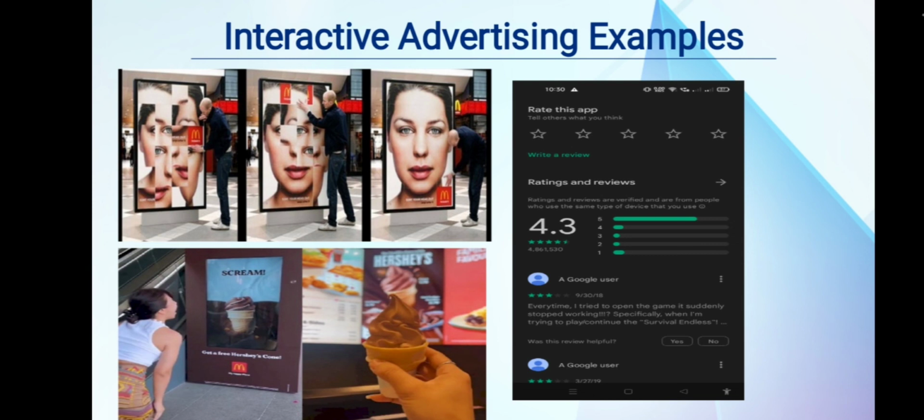Okay, in the first picture, you can see the ad used by Bakdo, which is puzzle. The next one is what I said earlier, Scream, get a free Hershey's cone. And the next picture is when we rate some apps in the Play Store. And that's all about the types of advertising.